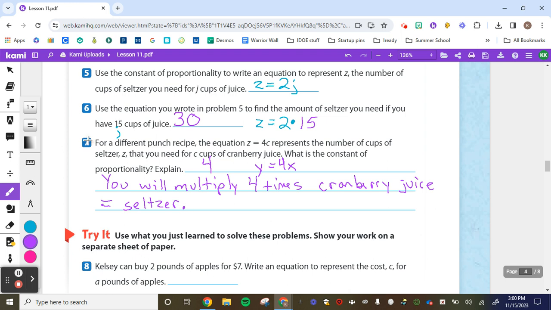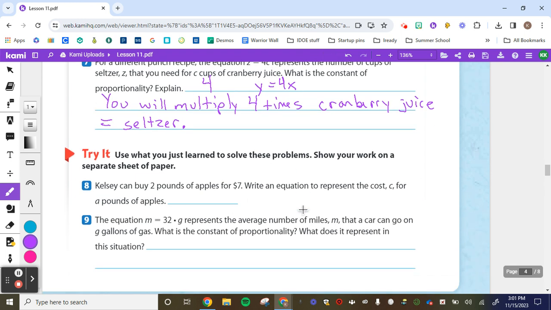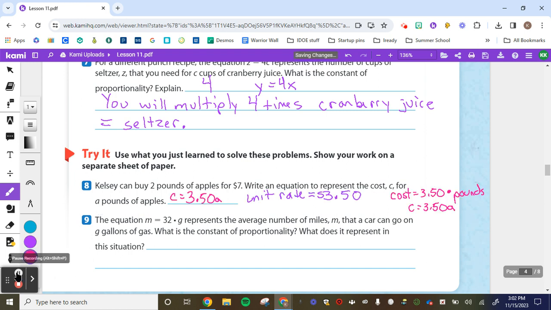I don't know why they make this so complicated. On question 7, the 4, whatever number is that, is the constant of proportionality. So in the equation, it's the 4. Now try number 8 and 9 and then check it with the video.